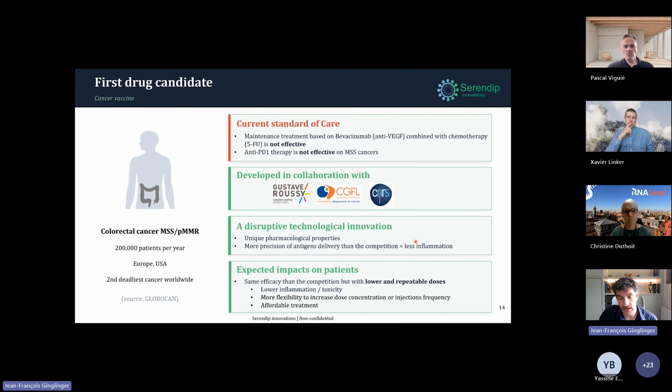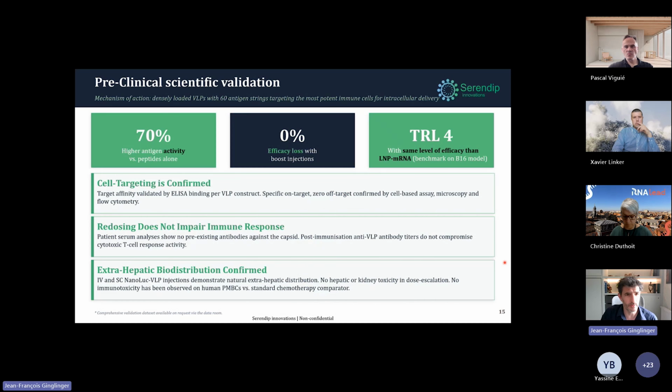There is actually one asset currently in clinical trials relying on a cancer vaccine that is delivered with an LNP. And our objective is to obtain the same efficacy as this competition, but with lower and repeatable doses, triggering lower inflammation, more flexibility in terms of drug regimen, and being also more affordable. We already obtained major advances at preclinical stage with cell targeting confirmed, redosing possible, and no liver distribution confirmed.